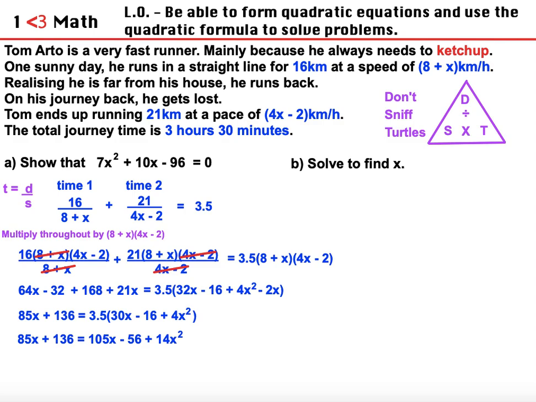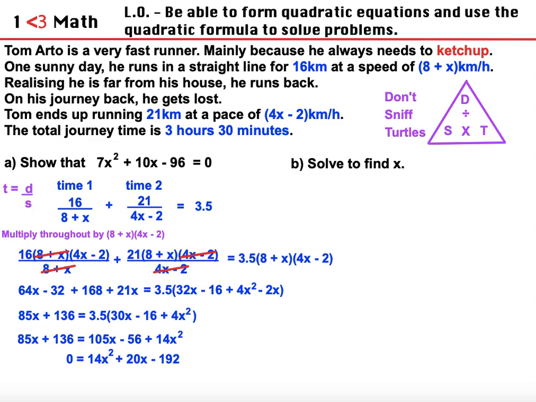Now, I'm at a point where I can start to make it look like the quadratic that we have in the question. Now, any quadratic should equal 0, so what I'm going to do is subtract 85x and subtract 136 from the left-hand side to make the left-hand side equal 0. And then I'm going to put it in the order of a quadratic with the x squared first, the x, and then the integer.